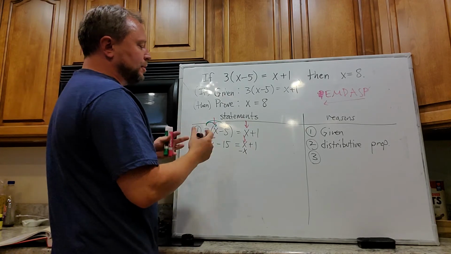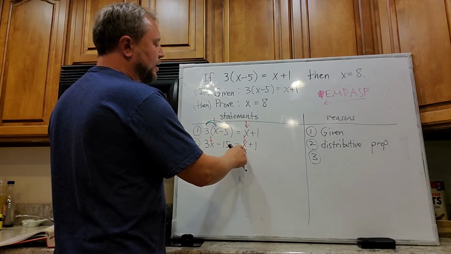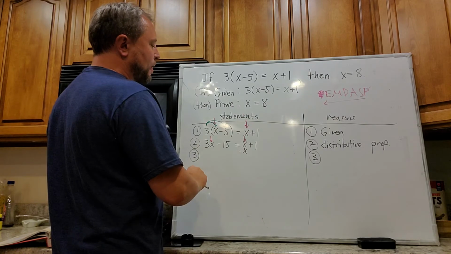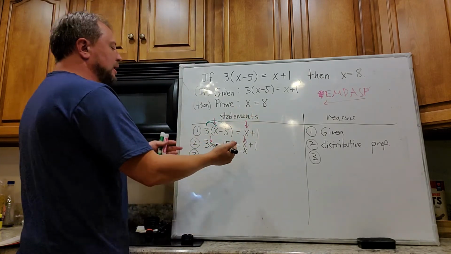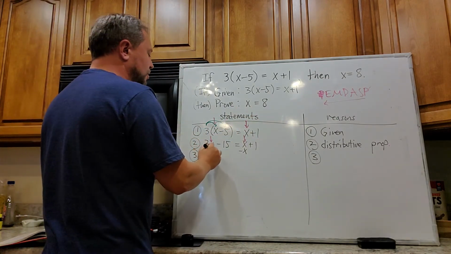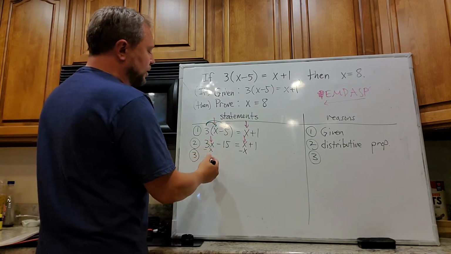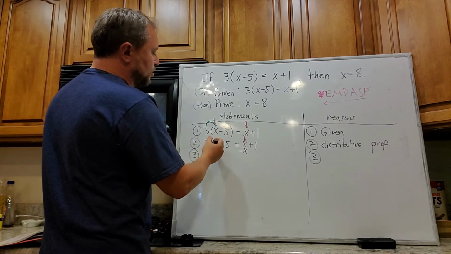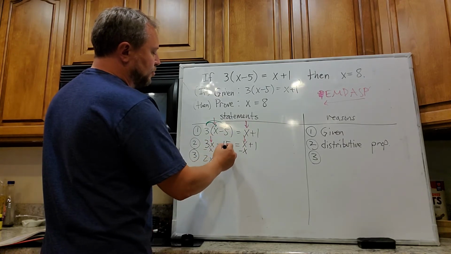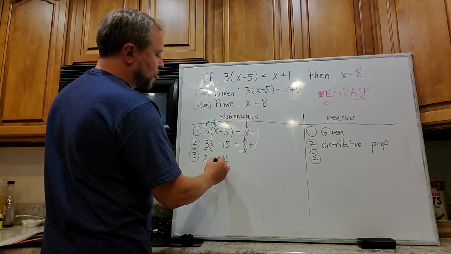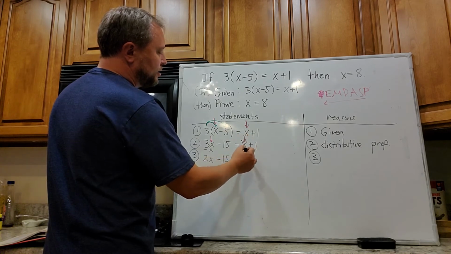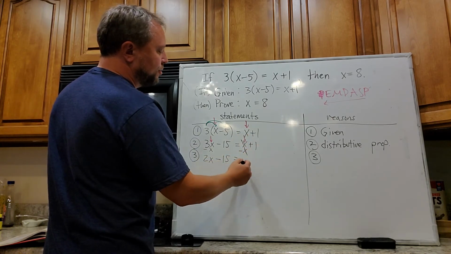I'm doing the opposite, right? This x is being added, so I'm going to subtract it. Whatever you do to one side, you have to do to the other as well. So I'm going to subtract that x on the other side as well. That means that's going to leave me with 2x minus 15. These cancel, so equals 1.